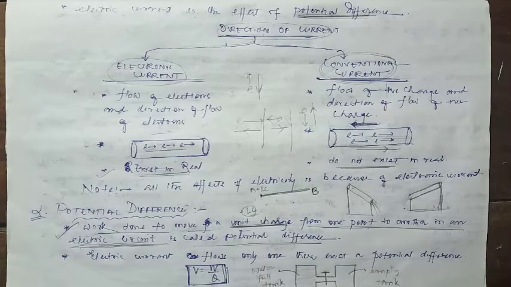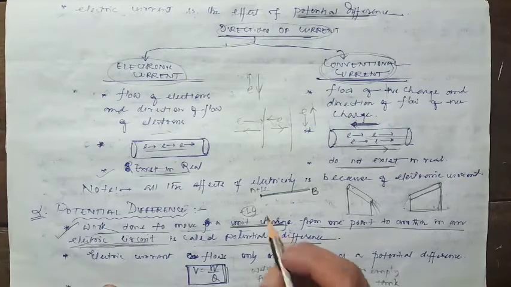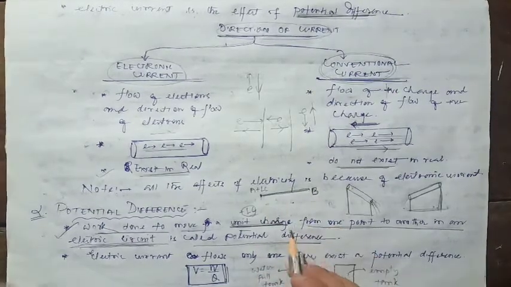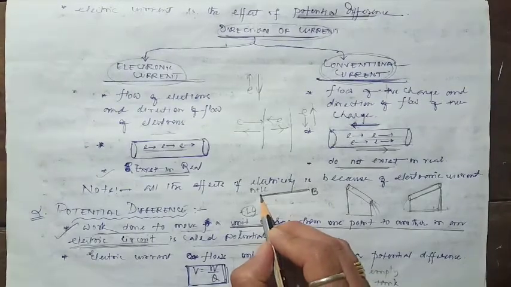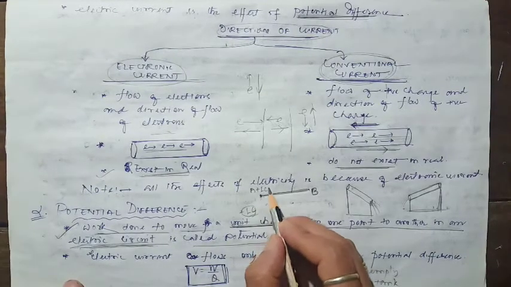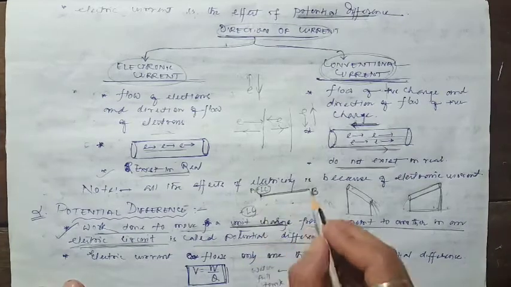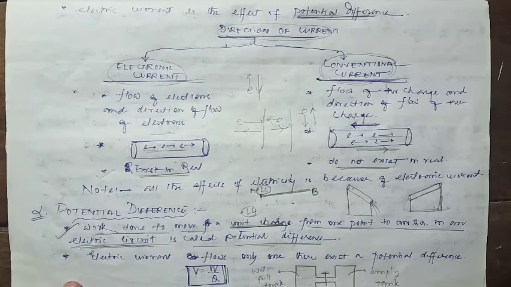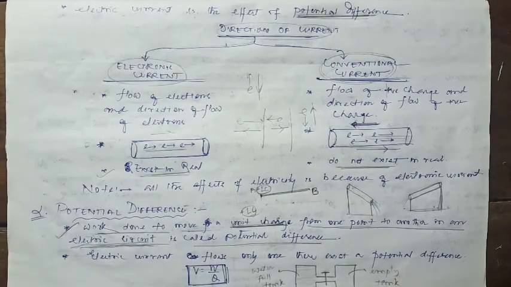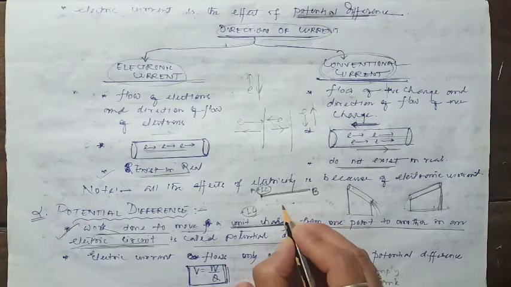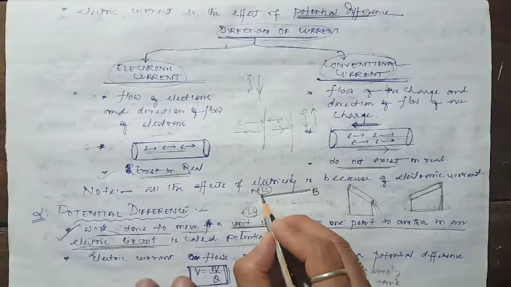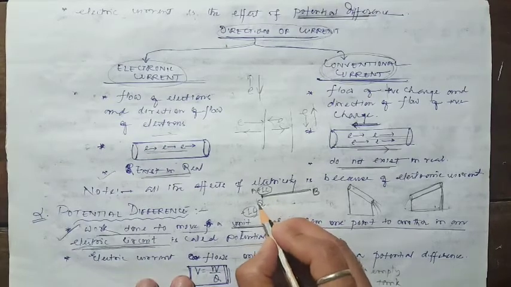So let's see this definition one more time. Potential difference between point A and B is defined as the amount of work done or the amount of energy spent to carry 1 coulomb of charge from point A to point B. So potential difference. Say suppose between these 2 points, if I want to move Q coulomb of charge.